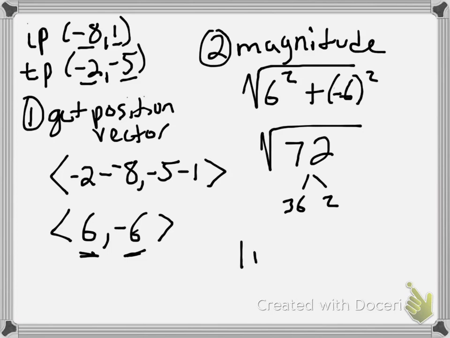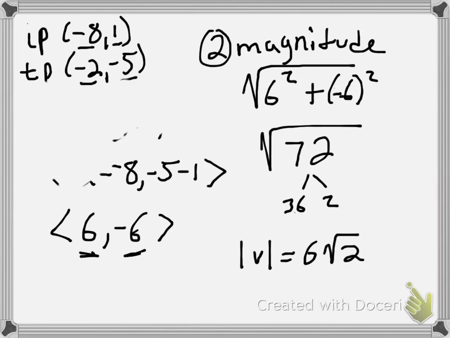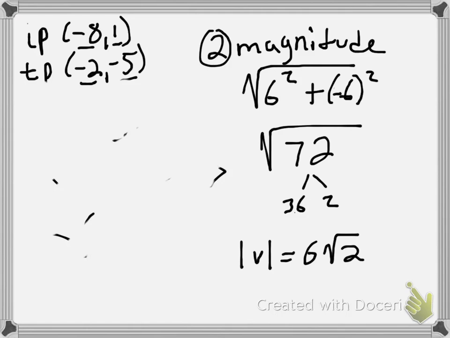There's my symbol for it. The square root of 36 is 6, and then we have that extra 2. So there's my magnitude of it. Okay, what I'm going to do is get rid of the position vector part of it, and then we're going to find our direction. That way we're keeping most of it on the same page.